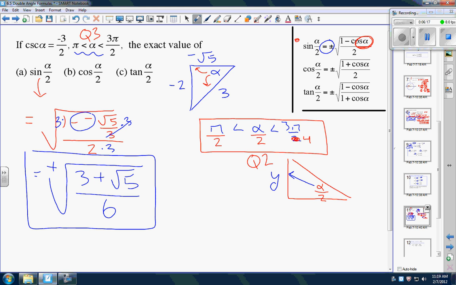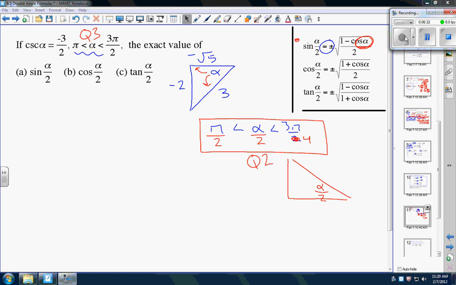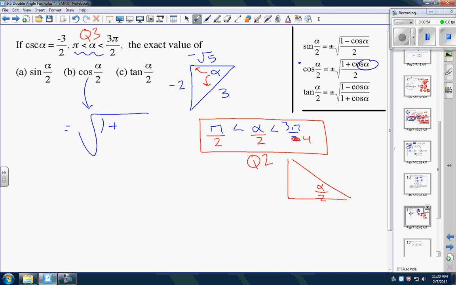Now, cosine of alpha over 2, if you come look at the formula, it's the exact same thing, except now this is a plus sign. Okay, so our answer is not going to change very much there. So if we want to do the cosine one, go to our formula. We're going to be using this guy up here. So I'm not going to do anything with the plus minus. I'm going to say 1 plus cosine alpha. Alpha is the blue triangle up here.